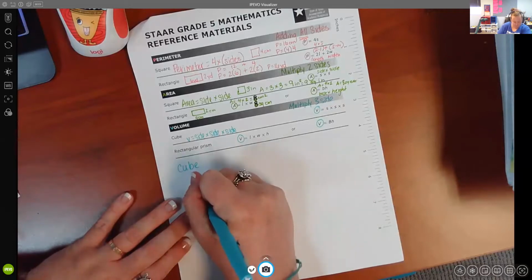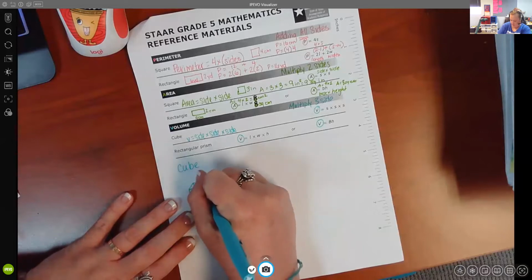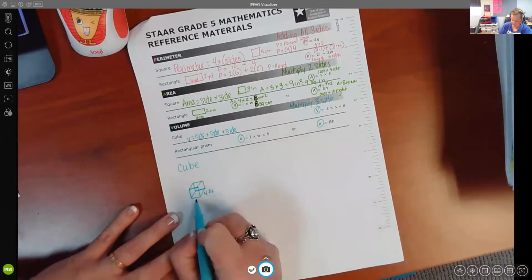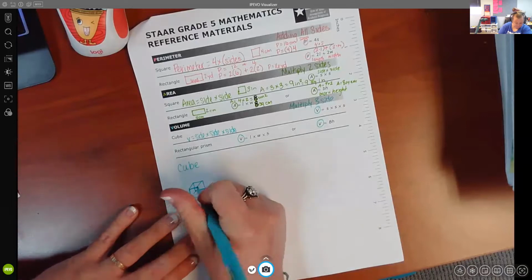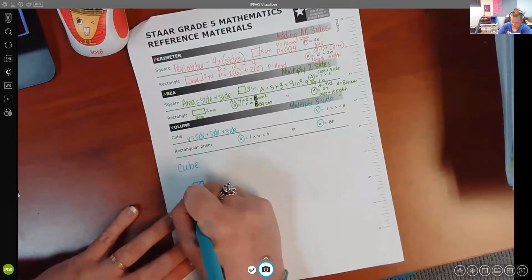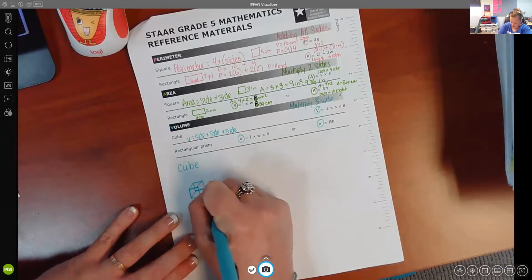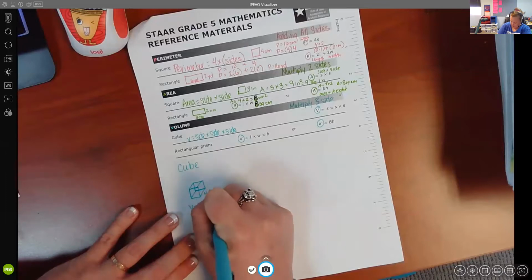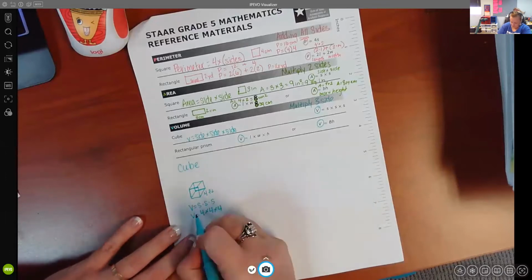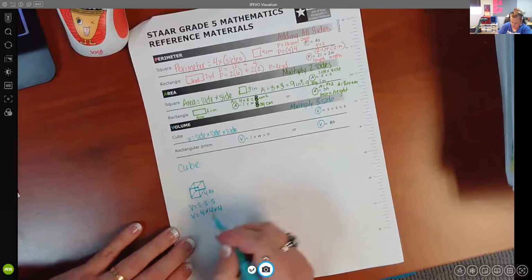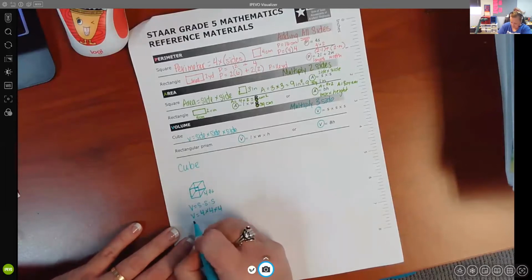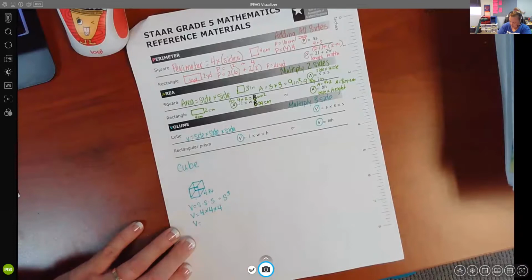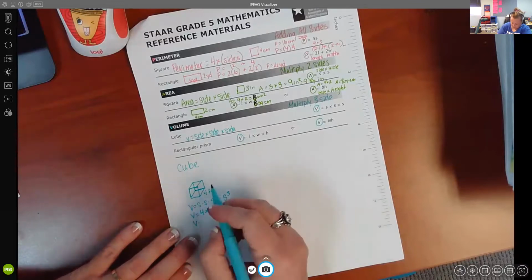So if I want to label that this is 4 feet, that means this is 4 feet and this is 4 feet as well. So volume is side times side times side, so volume equals 4 times 4 times 4. And if you wanted, it also equals side cubed, because you're multiplying it 3 times.